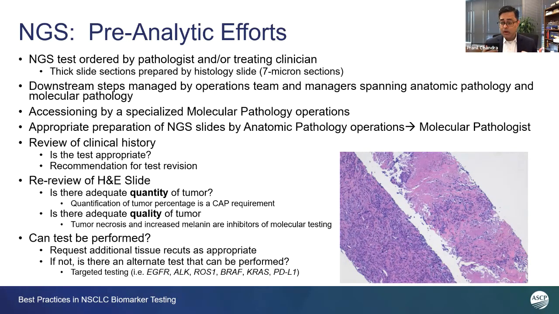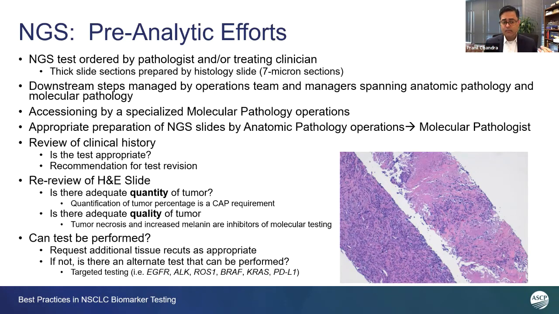Is there adequate quality of tumor? The picture that I'm showing here on the lower right-hand side shows a lot of tumor necrosis, and that can be an inhibitor to the PCR. These are things that the pathologist will take into consideration, and then they will outline an area of the tumor that is best suitable for next generation sequencing. And then we have technologists that will microdissect that tissue for next steps.